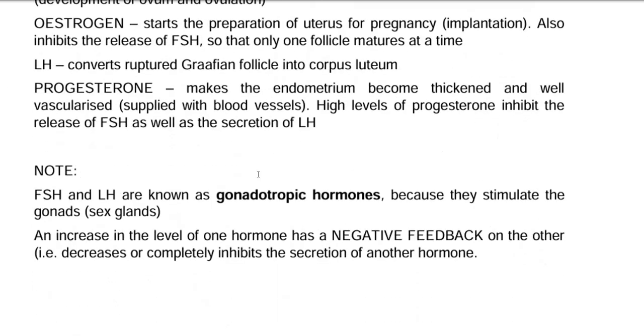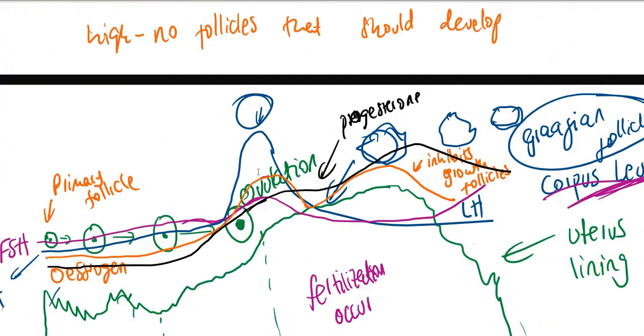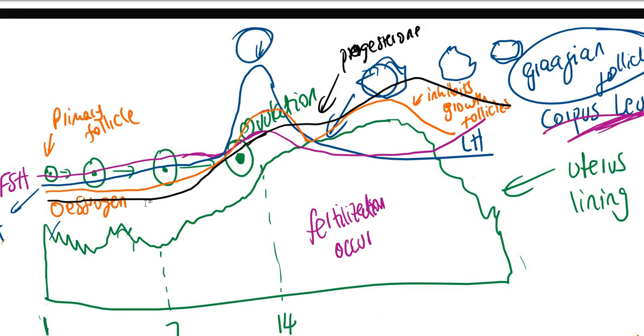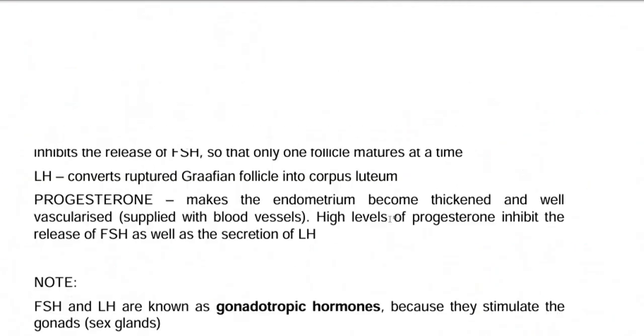If I take you back again here, estrogen, I told you that estrogen is going to decrease, but then it's going to be high here to prepare the lining of the uterus or to inhibit the growth of other follicles. While progesterone is also going to be high to maintain pregnancy in case there was fertilization that occurred.